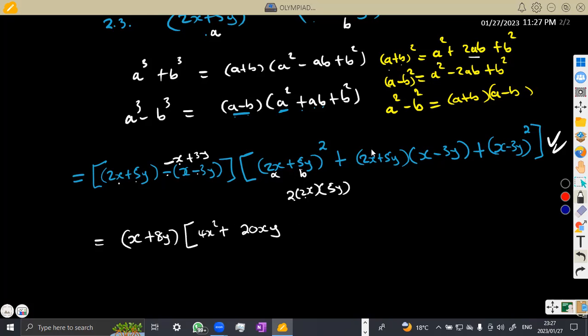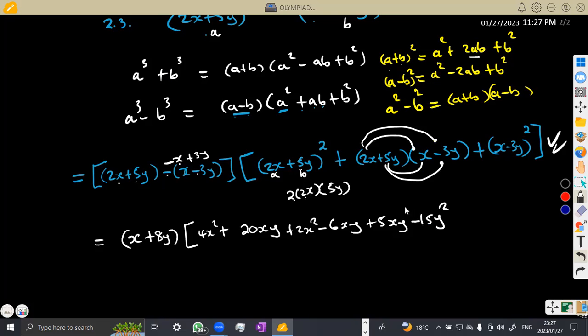We move on to this part, we expand again. So this is going to be 2x times x, which is 2x squared. Then we've got 2x times minus 3y, which is minus 6xy. 5y times x is going to be plus 5xy. 5y times minus 3y is minus 15y squared. That's y times y there. Then whatever we have, we add.